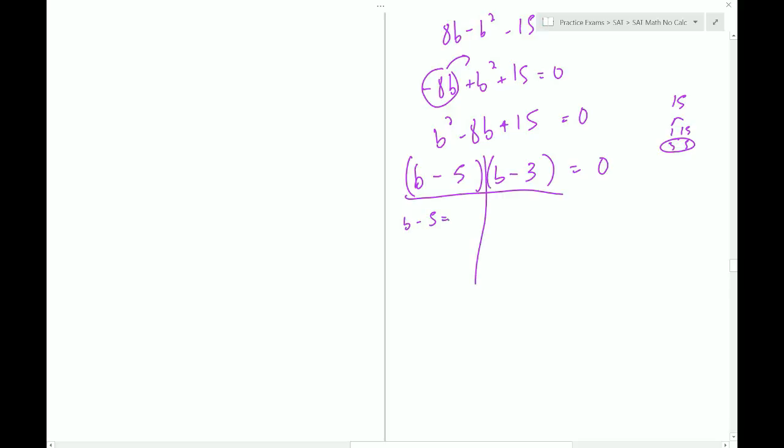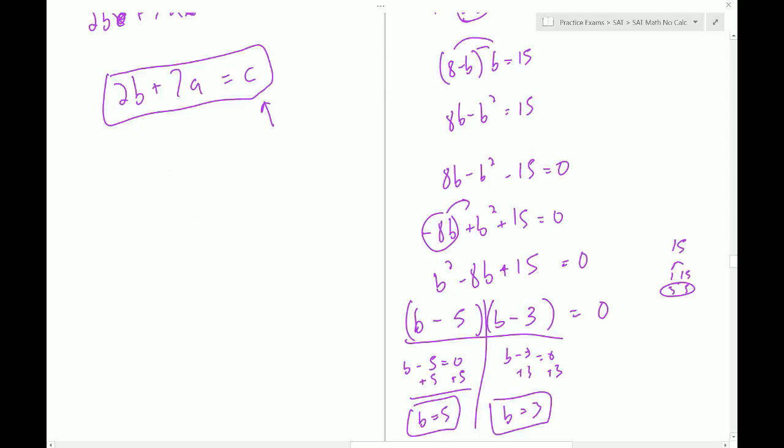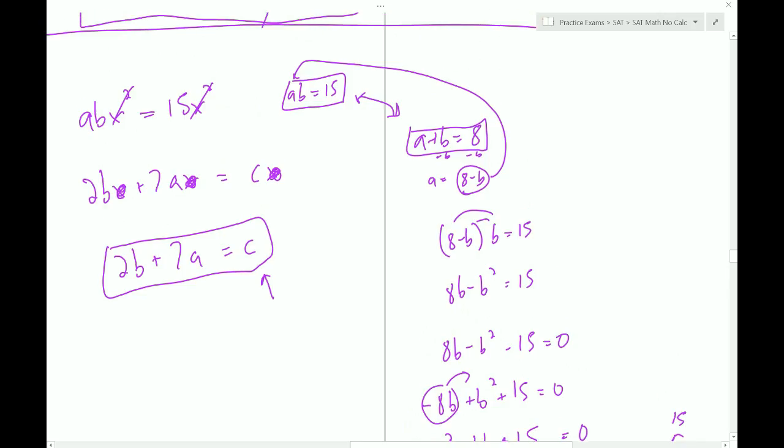So b minus 5 equals 0, b minus 3 equals 0, and we can add 5, add 5. So b equals 5, add 3, b equals 3. So the two solutions we get are b equals 3 and b equals 5. Now when we plug them back into here, if we plug in 5, we get a equals 3, and if we plug in 3, we get a equals 5. So basically what that shows us is that our pair of numbers a, b are going to equal 3, 5 in either order that we choose.